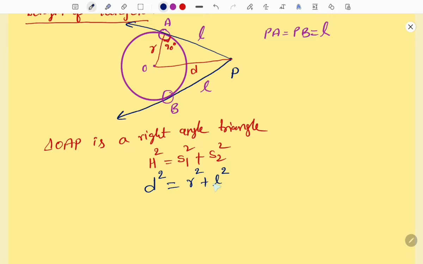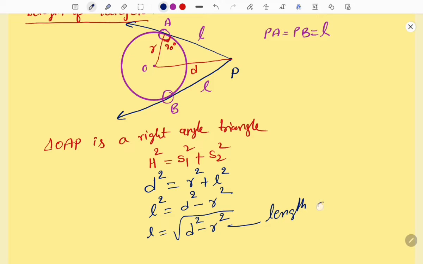From here I can find out anything. Suppose you know R and L, you can find D. Or if you know D and R, you can find L. How can you find L? From this equation, L square is equal to D square minus R square, because R square is taken to the other side. Therefore L is equal to root over D square minus R square. This is the formula for the length of tangent.